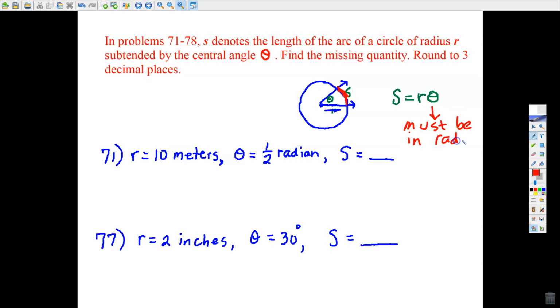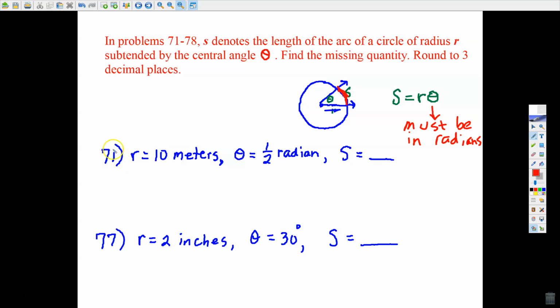Sometimes these problems can be tricky, and they give you this angle measurement in degrees, and it's a common mistake that people will plug that degree measurement into the formula, and that will give you the wrong answer. So make sure that if the theta measurement is not in radians, you do that conversion before you use this formula. If you need a calculator, now's a great time to grab it. You'll definitely want one. And let's take a look at some of these problems.